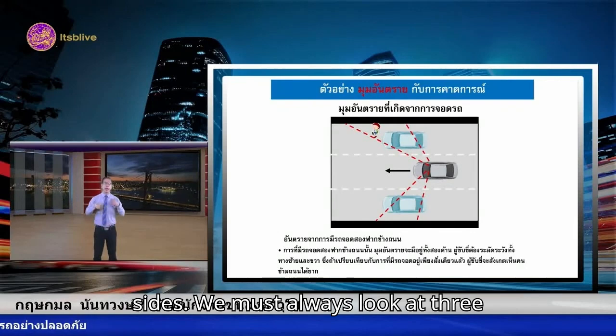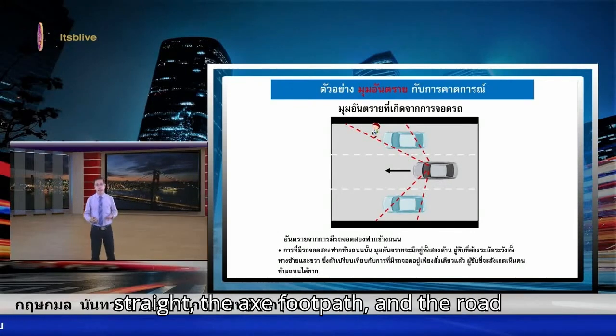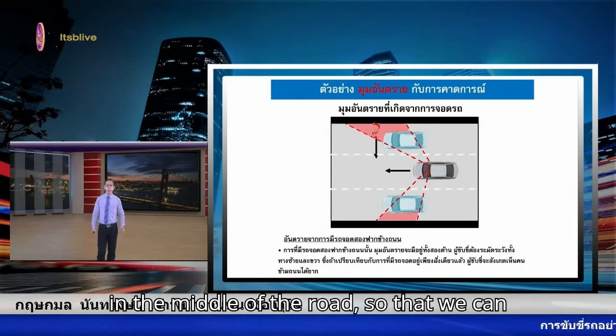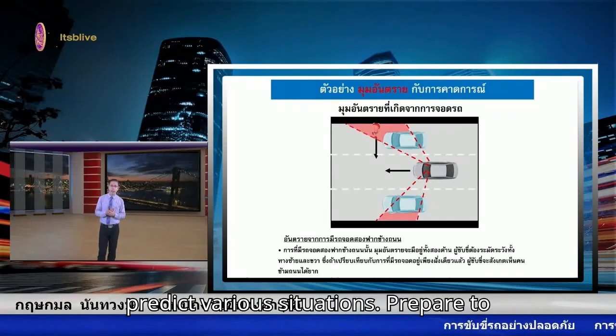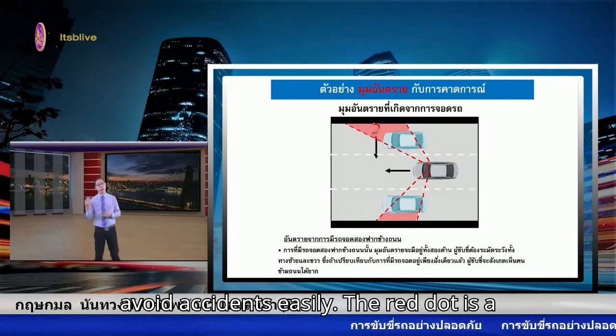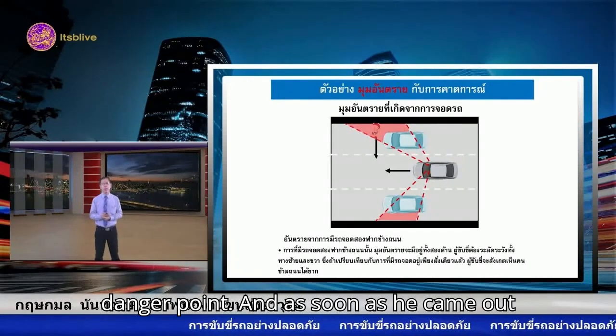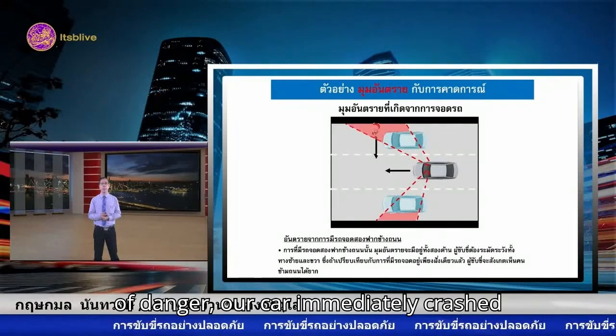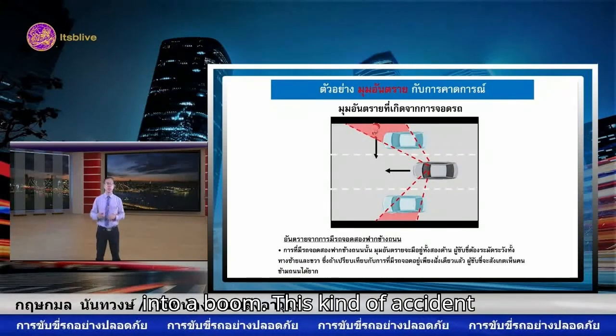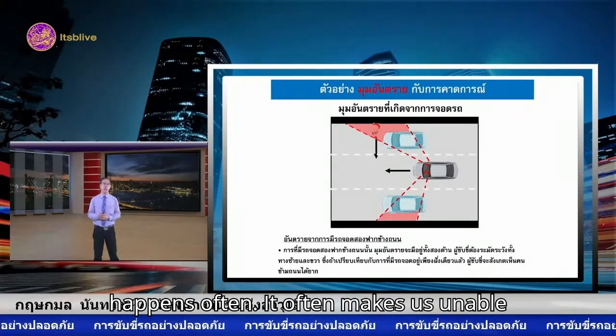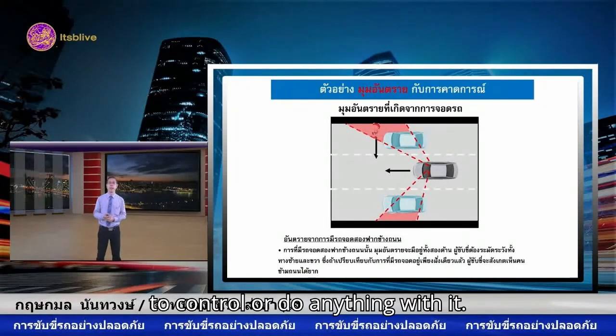We must always look at 3 points: the left footpath, the right footpath, and the road in the middle of the road, so that we can predict various situations. Prepare to avoid accidents easily. The red dot is a danger point. And as soon as he came out of danger, our car immediately crashed into him. This kind of accident happens often. It often makes us unable to control or do anything about it.